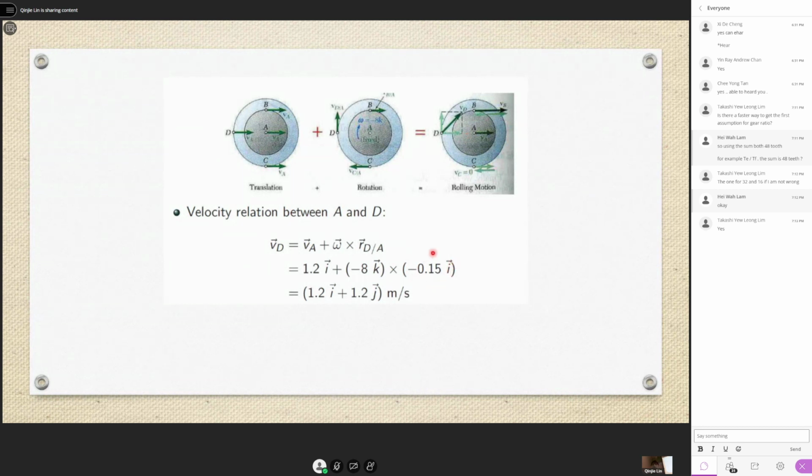Okay, some students confuse this one. For example, if you put 0.15 instead of minus 0.15, the whole thing is wrong already. You can imagine, after you work all this out, the directions will be wrong.